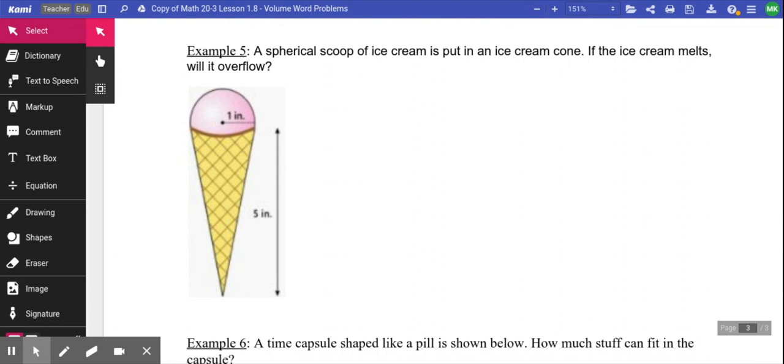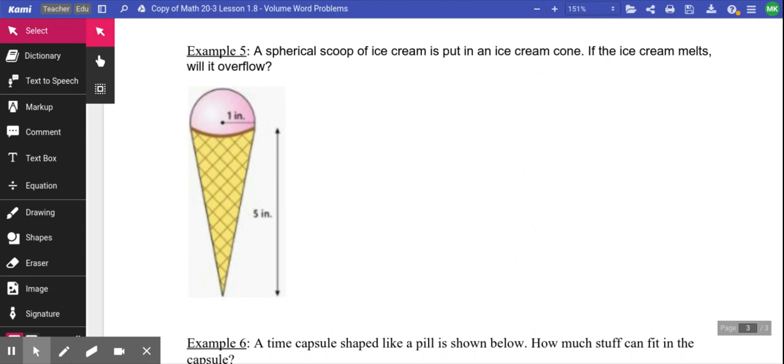Ice cream cone. A spherical scoop of ice cream is put in an ice cream cone. If the ice cream melts, will it overflow? So you've got this cone. If it melted, it's turning to liquid and it's filling up the cone. To tell if it's going to overflow, you've got to figure out which volume's bigger. Is the volume of the ice cream scoop bigger than the volume of the cone? If it is, it's going to spill. If it's not, it's not going to spill. So you're really just doing a comparison between the two.